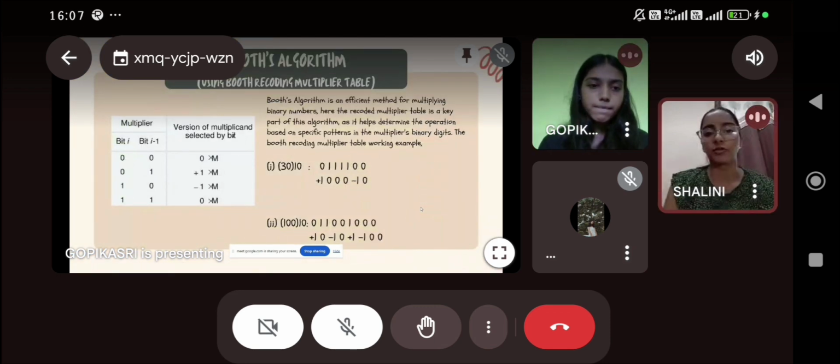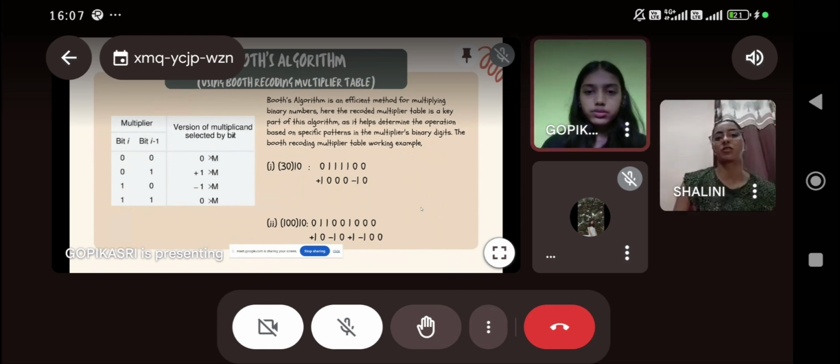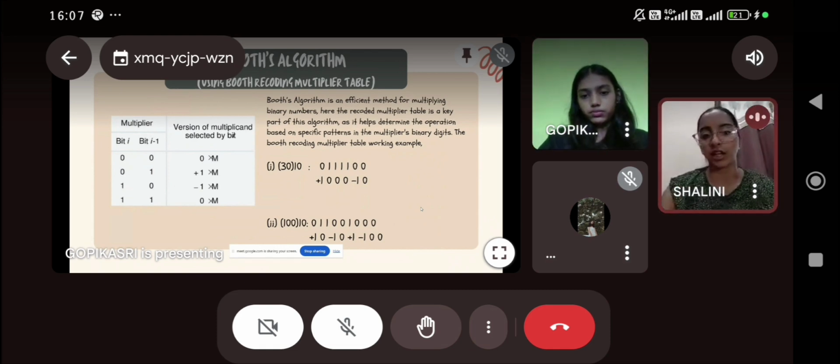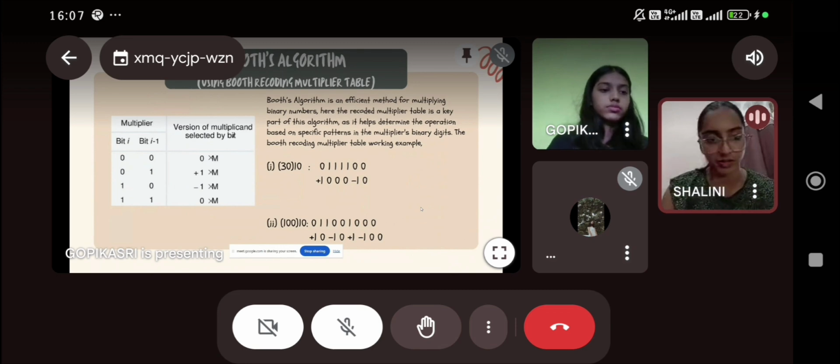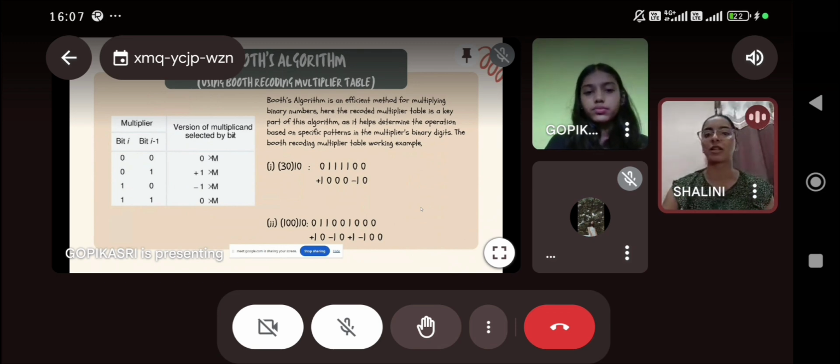Booth's algorithm using Booth recoding multiplier table. So this is another alternate method for calculating the multiplication using Booth's algorithm. Here we will be using the Booth's recoding multiplier table, which consists of bit i minus 1 and the version of multiplicand selected by the bit.